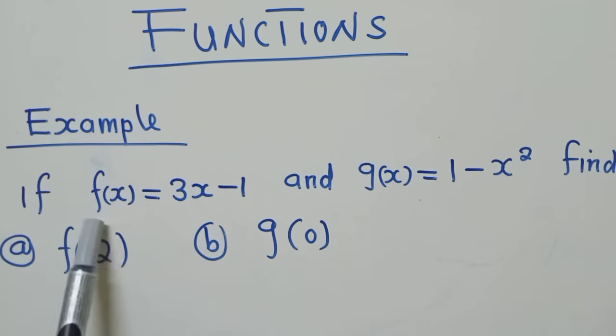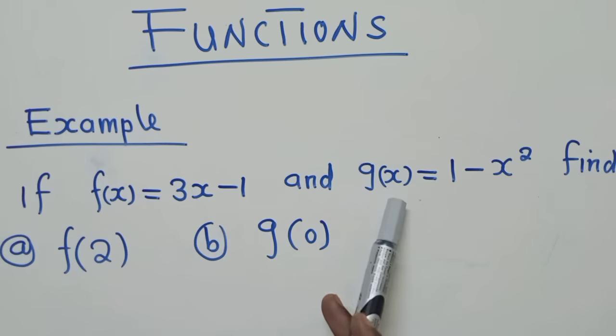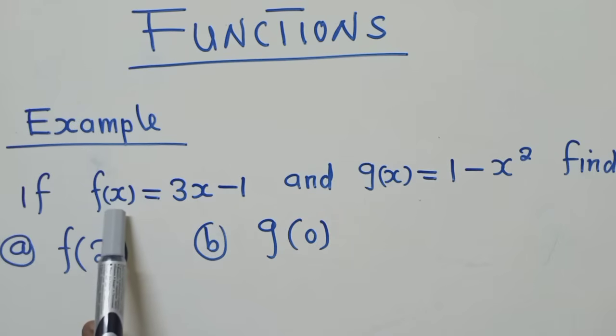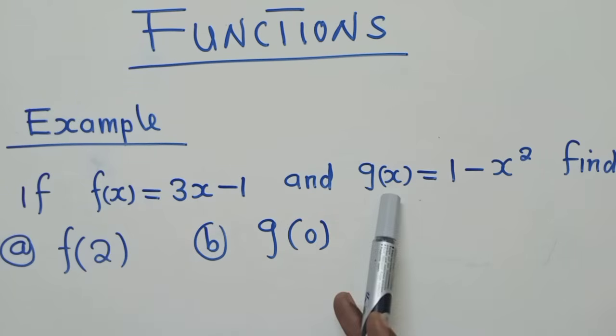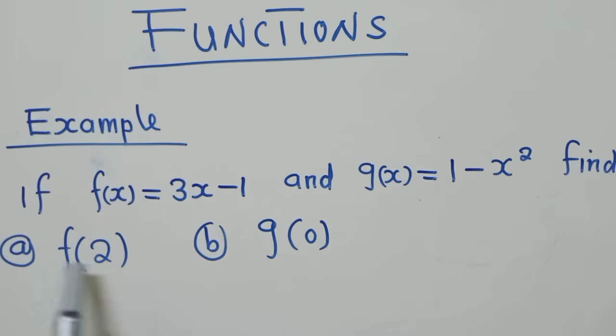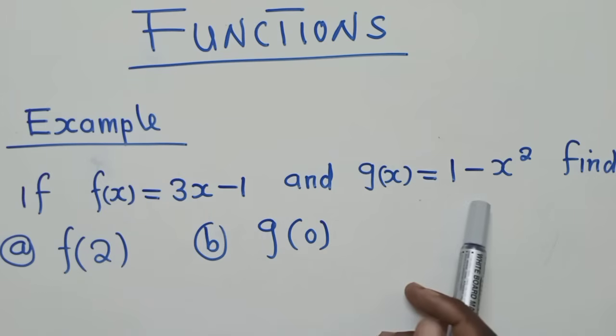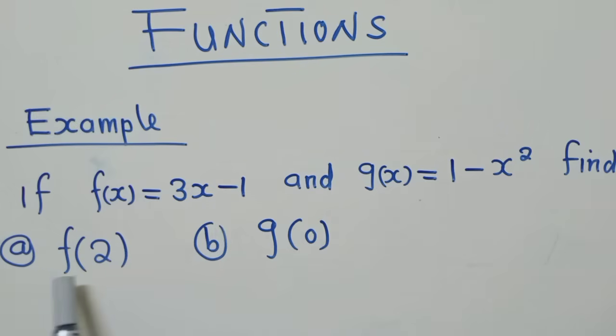Functions are denoted by symbols like f of x, g of x, or k of x. There must be a letter here before the parenthesis, and inside the parenthesis there must be the letter x. Just the way it looks here and here. So now, if you've got something like this, to read it: f of x is equal to 3x minus 1 and g of x is equal to 1 minus x squared. Find a, f of 2, and b, g of 0.